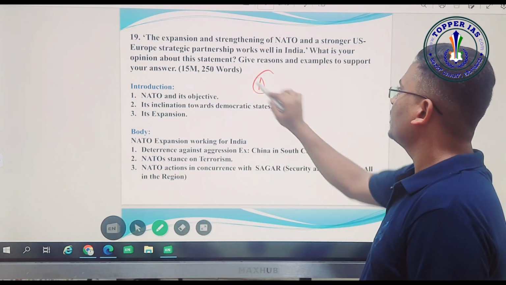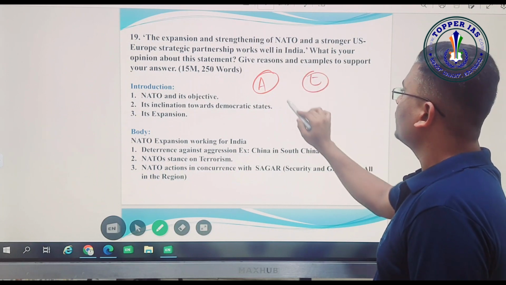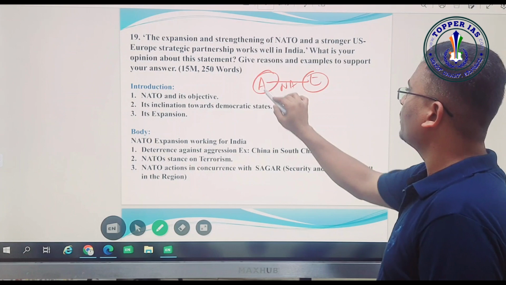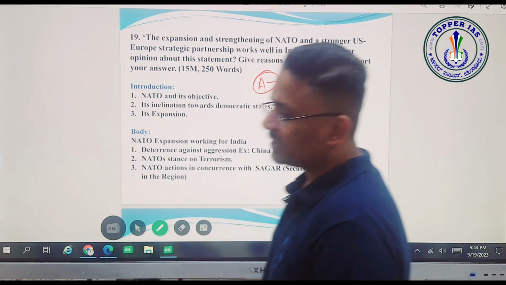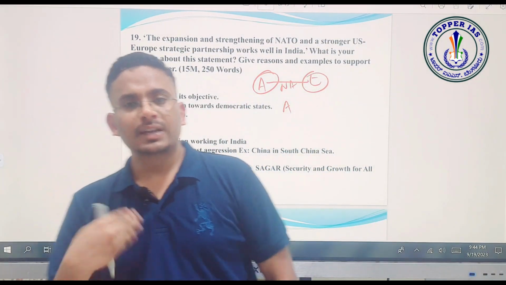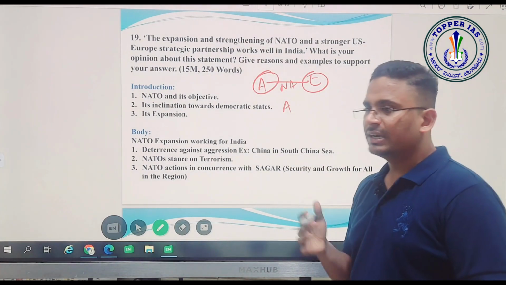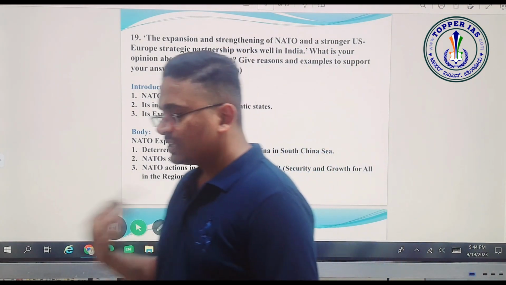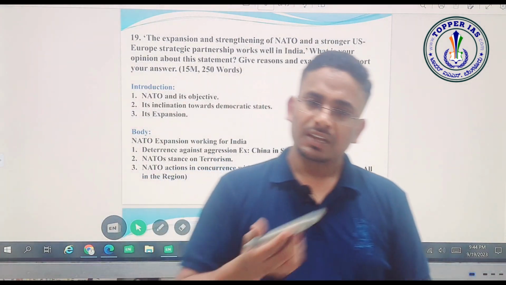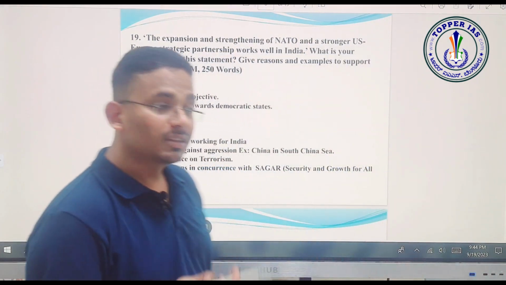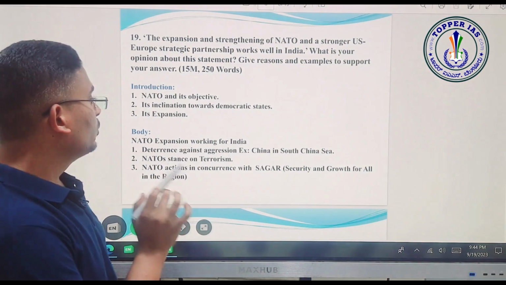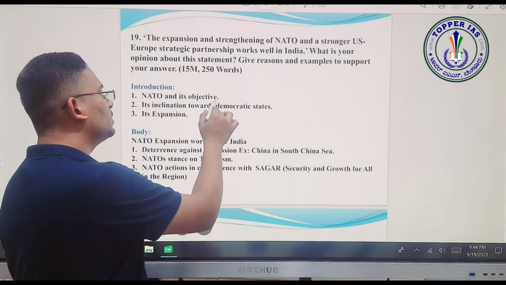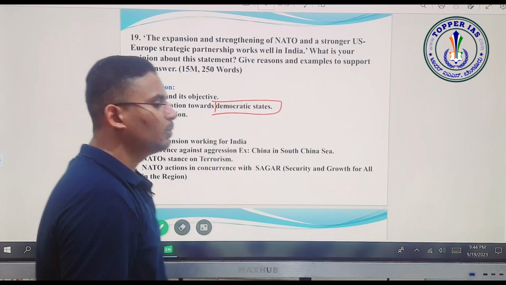Okay, this is America. Here you have Europe. Here you have the Atlantic, and this is the Northern Atlantic. So this was the treaty between America and Europe, so we started calling it the North Atlantic Treaty Organization. It was basically formed to counter the growth of Russia, the then USSR, in Europe. You all know that thing, but they are not going to ask you that. You have to just give the objective of NATO, then directly jump to its favoritism towards democratic states.